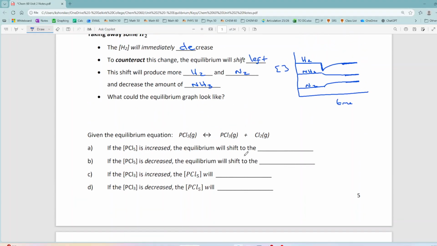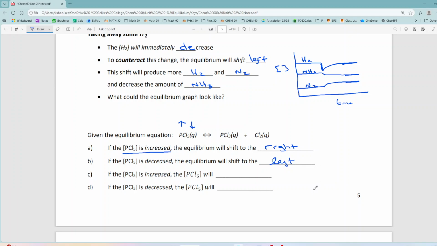So here is an example, okay? Given this equilibrium equation of PCl5 goes to PCl3 plus Cl2, which way would my equilibrium shift if my concentration of PCl5 is increased? If I increase the concentration of PCl5, your reaction will shift to use it up. So it's going to shift to the right. If the PCl5 is decreased, your reaction is going to shift to make more, which is going to make the equilibrium shift to the left.